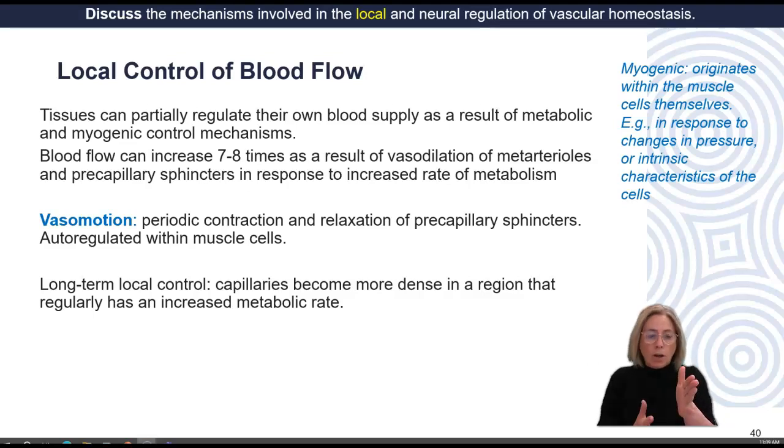However, in terms of long-term local control, what we see is the capillaries becoming more dense in a region that regularly has an increased metabolic rate. And we've all seen examples of this, right? For example, if you go to the gym and you start lifting weights regularly, you would find that the capillaries servicing the biceps and triceps muscles will become more dense in that region over a period of time.